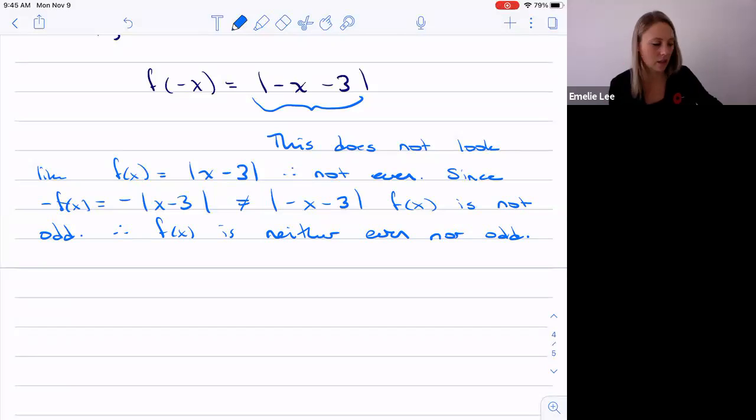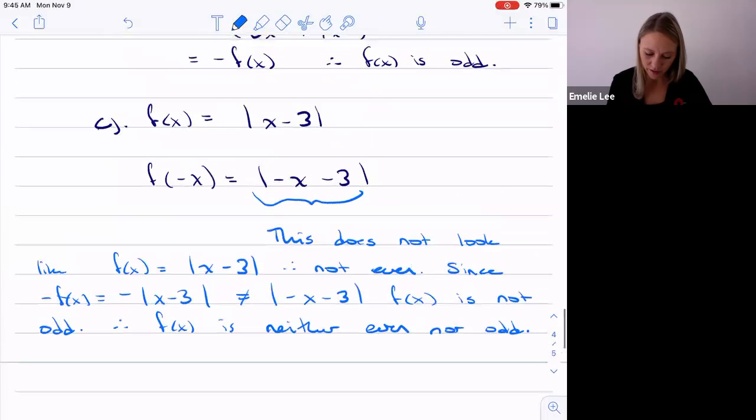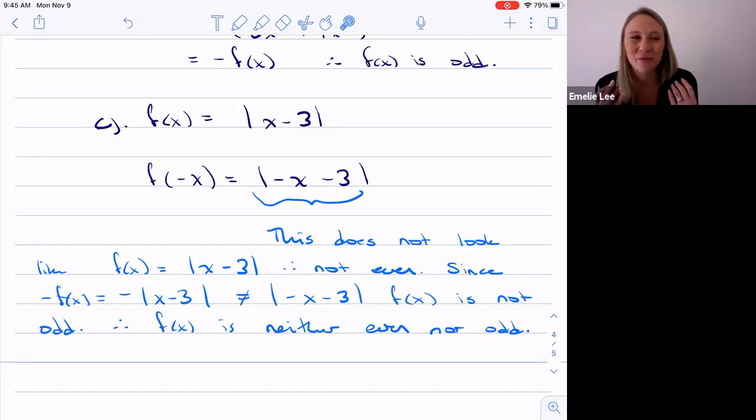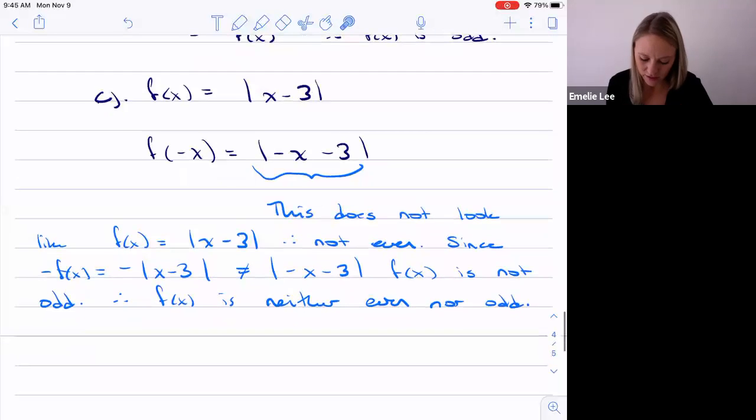Okay. So sometimes you're going to hit a glitch here and find that, okay, well, it's neither. And just remember, not all functions are even or odd. They can be neither. In fact, it's more common that they're neither. But if we're asking you to find if it's even or odd, then usually it's one of the two. But I just wanted to show you what it looks like if it's neither.